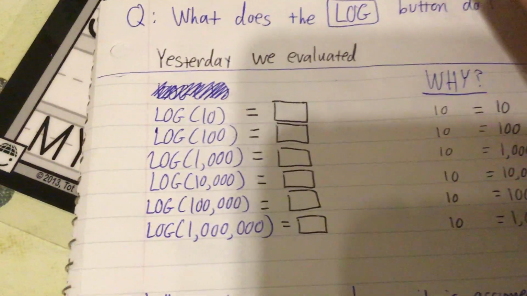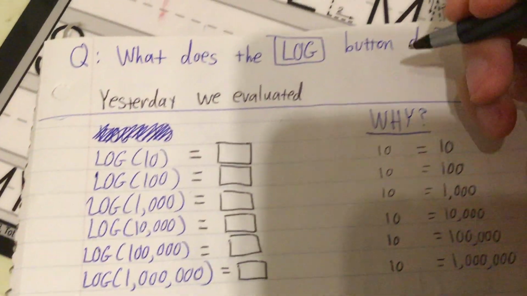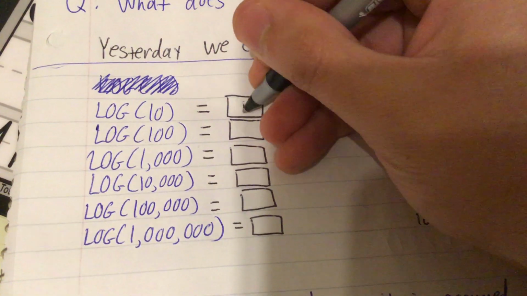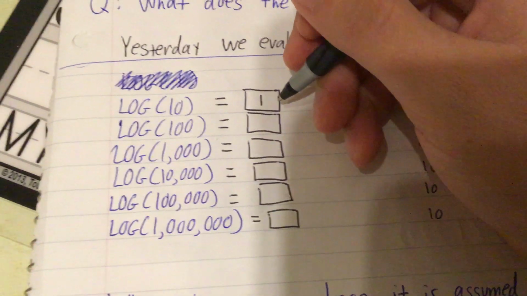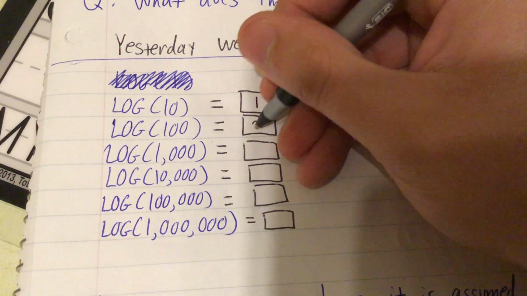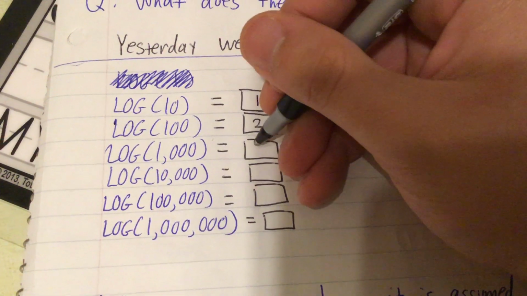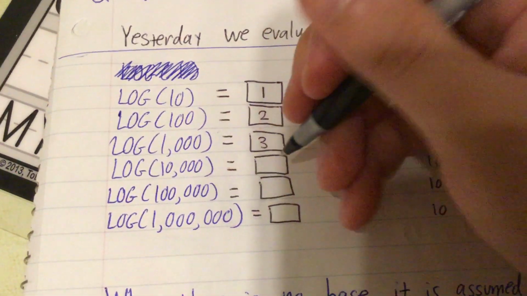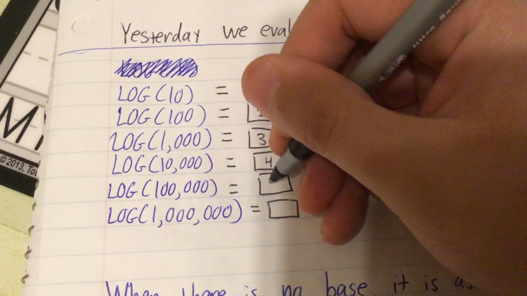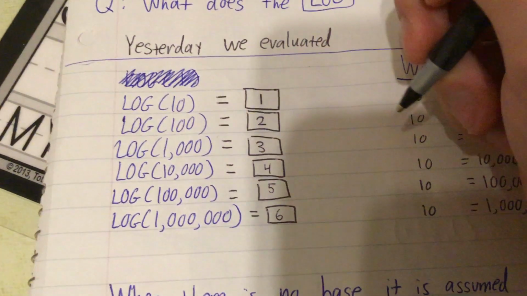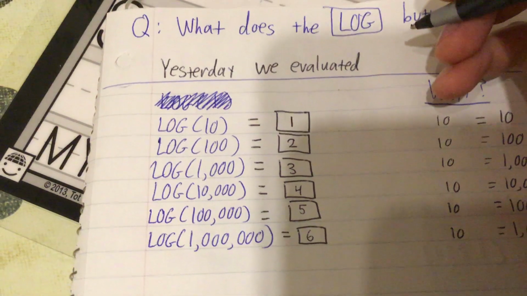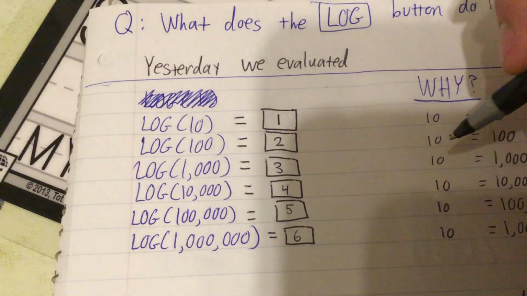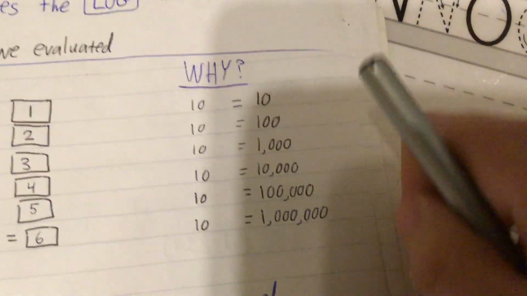So yesterday we evaluated the following. So what does the log button do? So log of 10 we calculated was 1. The log of 100 was 2. The log of 1,000 was 3. And the log of 10,000, 100,000, and 1 million will be 4, 5, and 6 respectively.